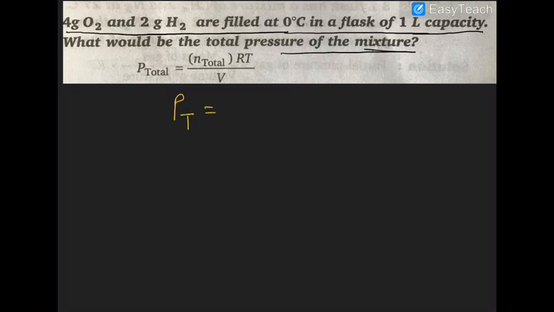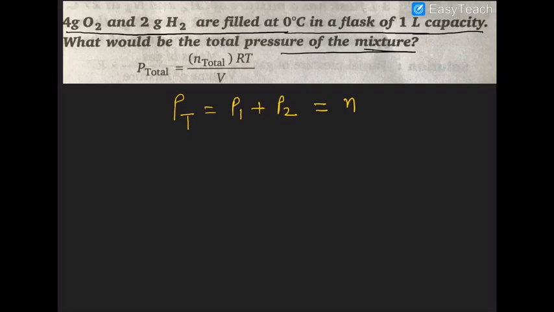The next question is that 4 gram oxygen and 2 gram of hydrogen are filled at 0 degrees Celsius in a 1 liter capacity. What will be the total pressure of the mixture? Now you know, I already told you, that P total will be equal to P of gas 1 plus P of gas 2. So it comes out to be what?